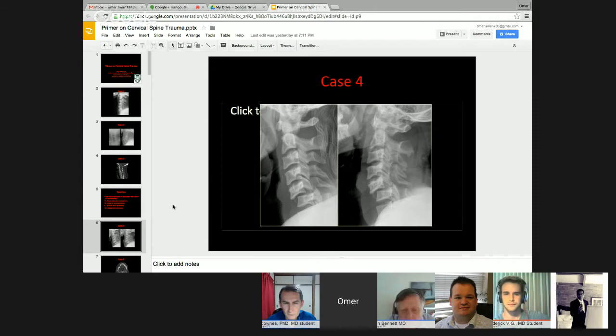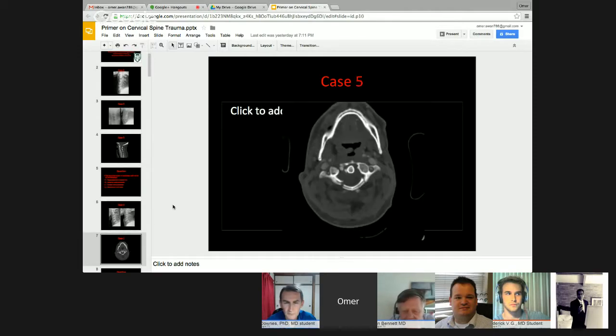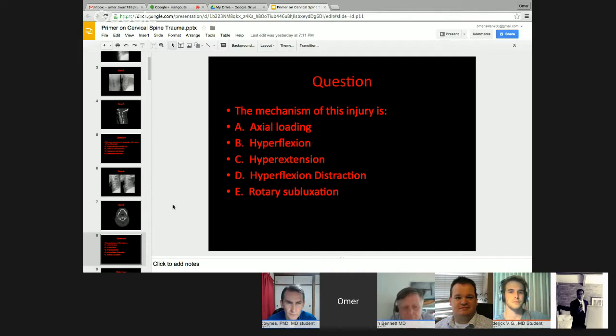This is case 4. This is another cervical spine injury, a different injury than any of the ones that I've shown thus far. Two lateral radiographs of the cervical spine. And the last case is an axial CT image of the cervical spine at the level of C1/C2, demonstrating a different injury, and a follow-up question to that is: is the mechanism of this injury axial loading, hyperflexion, hyperextension, hyperflexion distraction, or is this rotary subluxation? Okay, so those are my pre-quiz or pre-cases before we start the talk.